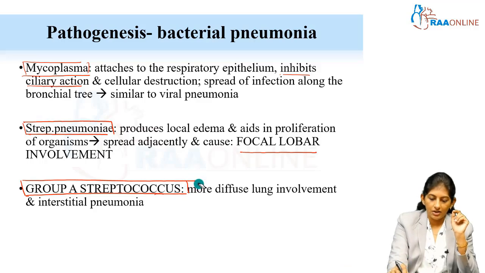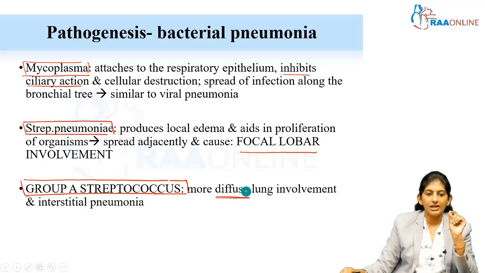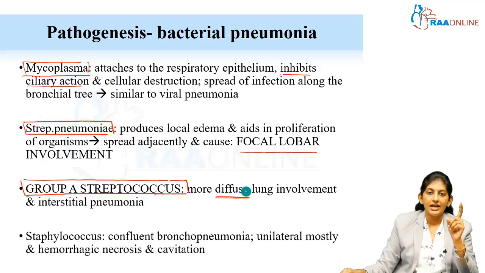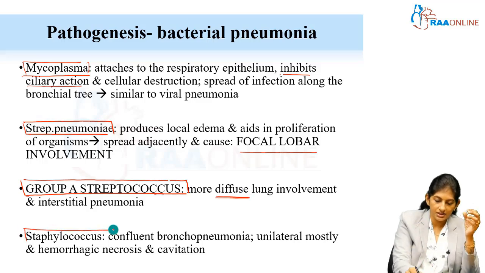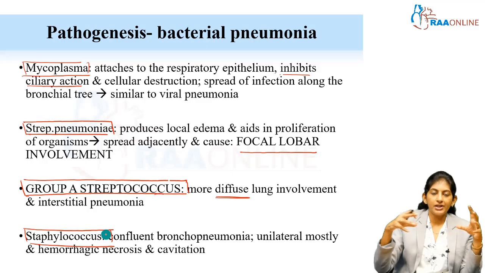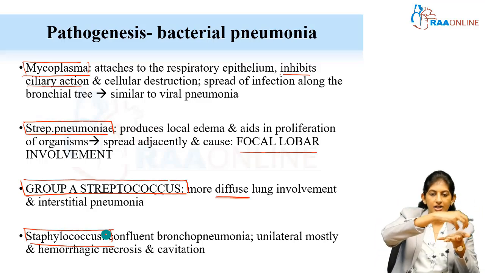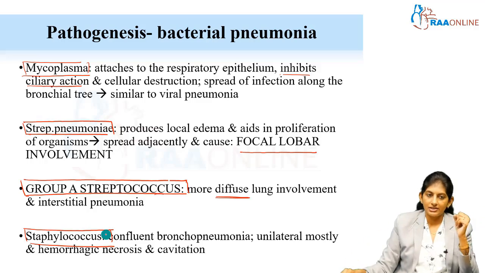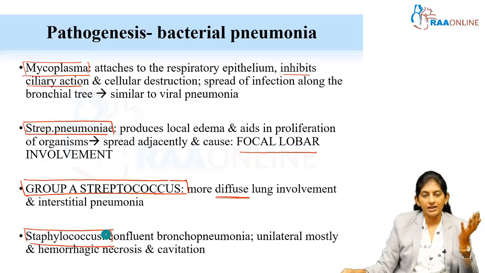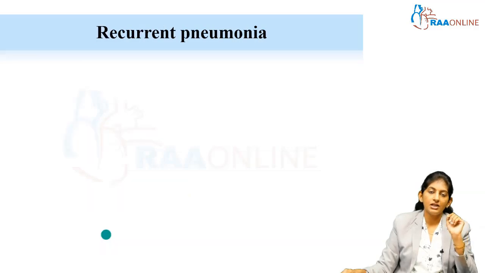So group A Streptococcus will have a more diffuse lung involvement. Only Streptococcus pneumoniae has this focal lobar involvement. Group A Streptococcus will have a diffuse lung involvement and an interstitial pneumonia-like pattern. Staphylococcus, we know it has this cavitation, pneumatoceles, etc., isn't it? So why this Staphylococcus is more prone for such a presentation is, it causes confluent necrosis. So it causes necrosis, and then in confluent areas it causes necrosis, and those become cavitated and result in pneumatoceles. So this pathogenesis we have to understand, and then this will translate in the radiological findings which will help us in identification of the organisms.